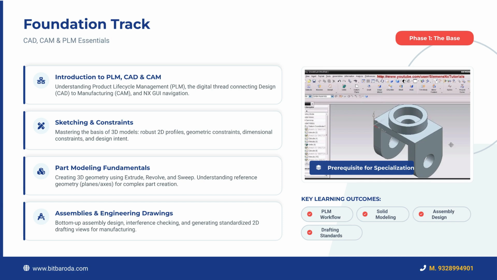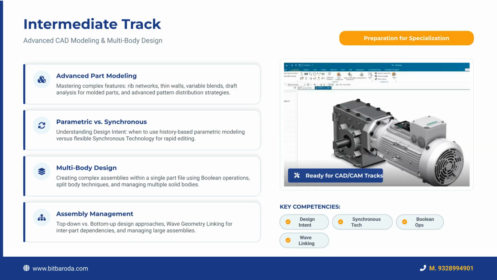Key learning outcomes include solid modeling, assembly design, and drafting standards, serving as the prerequisite for specialization. The intermediate track prepares you with advanced CAD modeling and multi-body design. You will master advanced part modeling, understand parametric versus synchronous technology, and learn complex assembly management techniques.